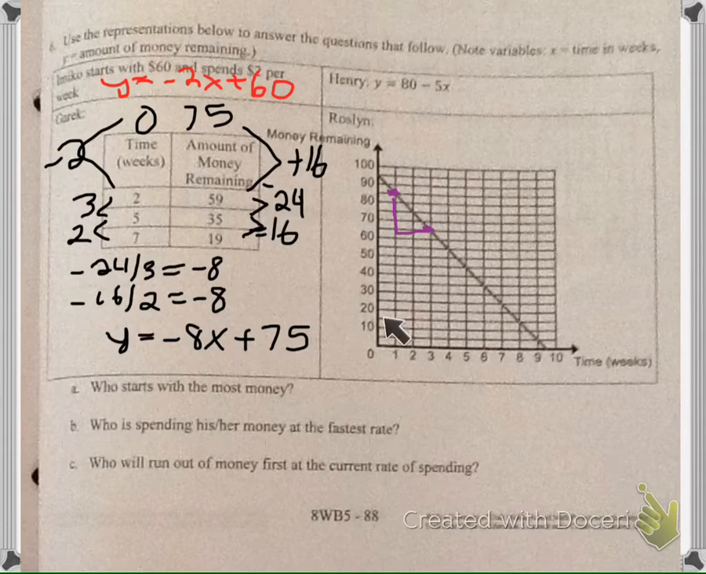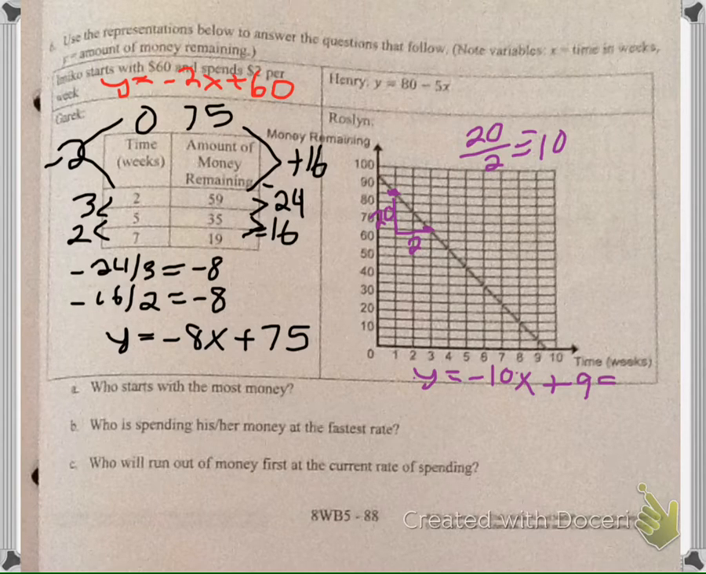Now the y is counting by 5s because this would be 5, 10, 15, 20. So mine goes 5, 10, 15, 20. My rise is 20. My run is 2. 20 divided by 2 equals 10. And the slope is negative. So hers is y equals negative 10x plus, and she started with $95.